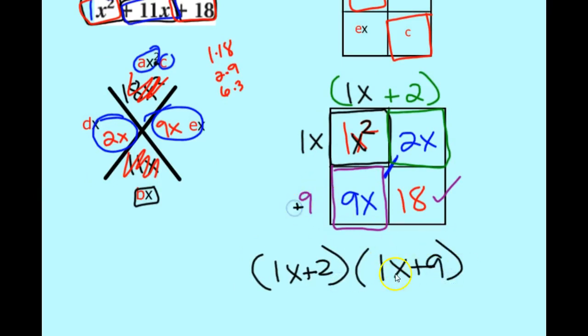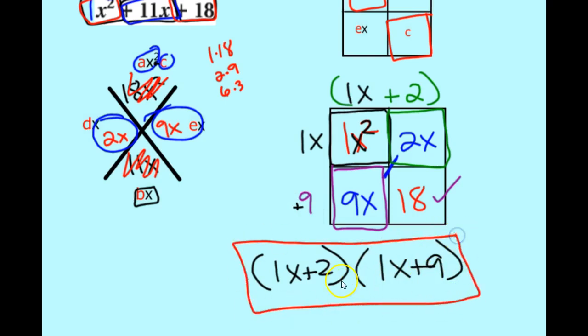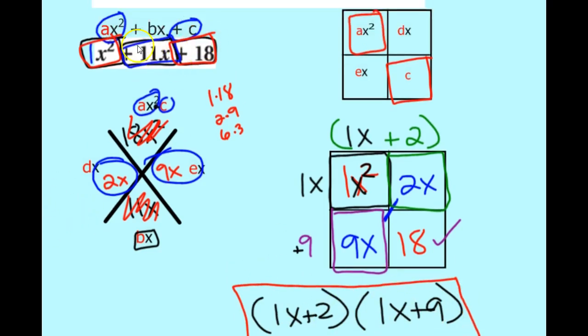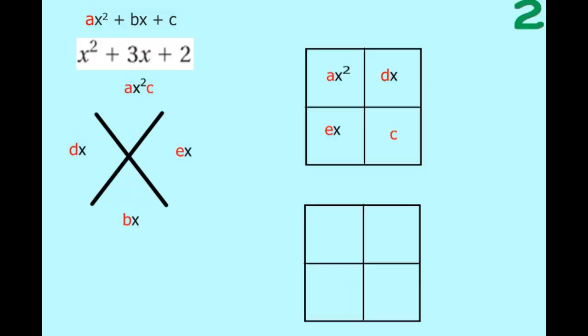This is a positive 9. This is what we are looking for. These are what are called two factors that would multiply to give us this whole polynomial that we started with up here. Alright, let's try another one.